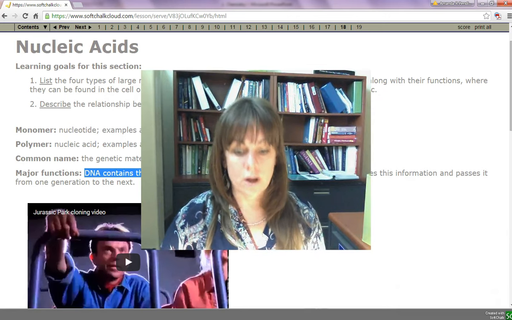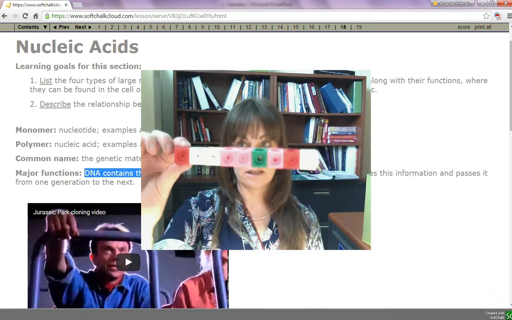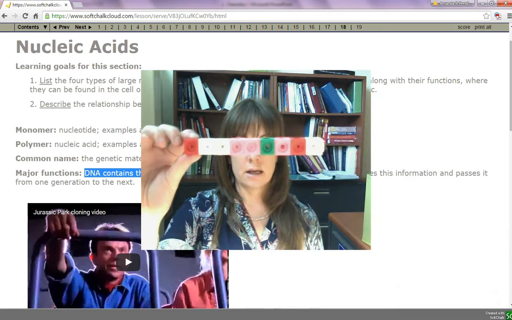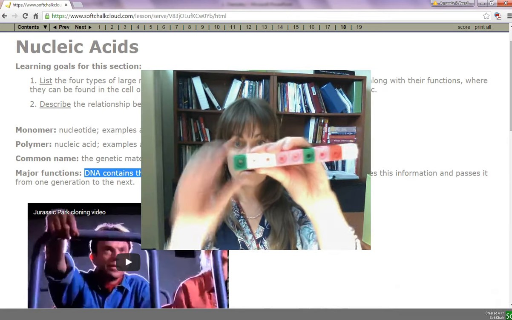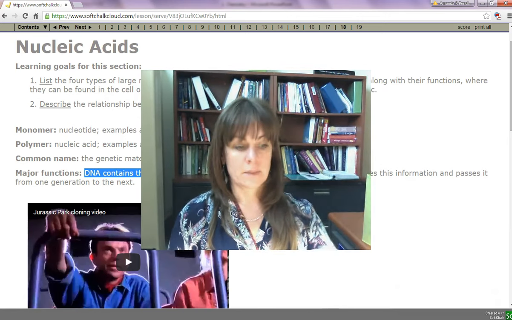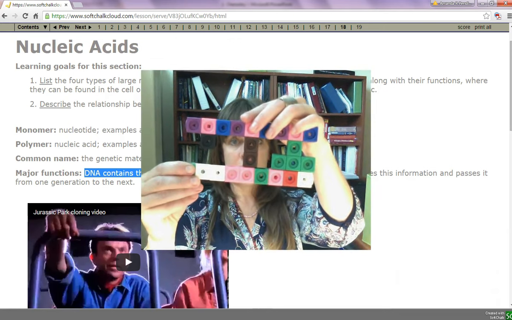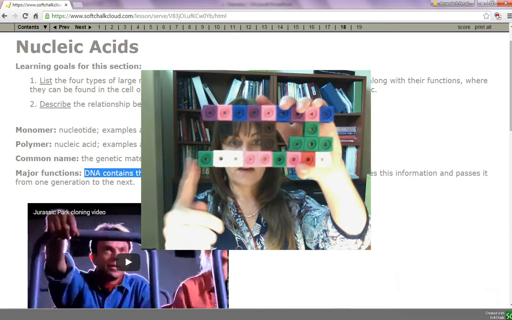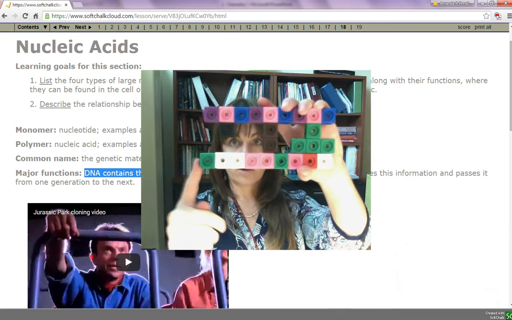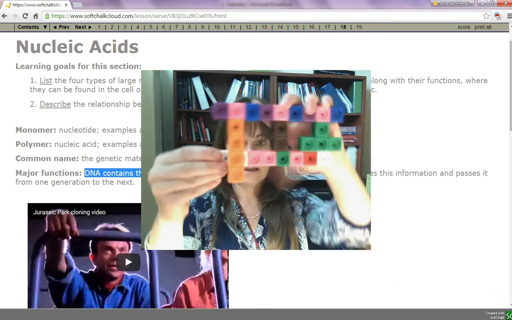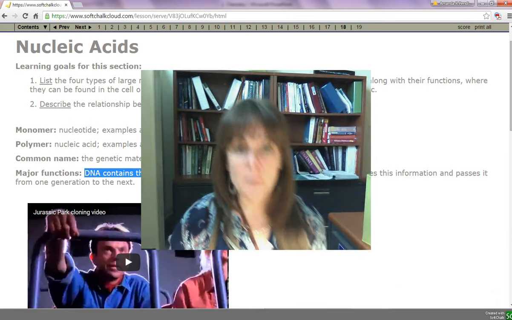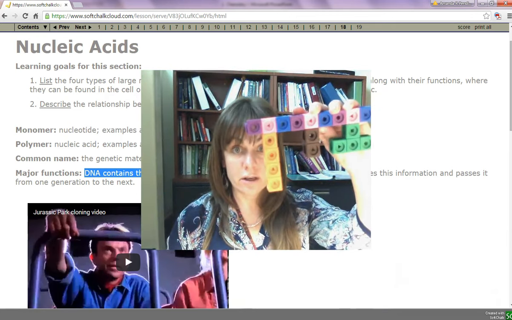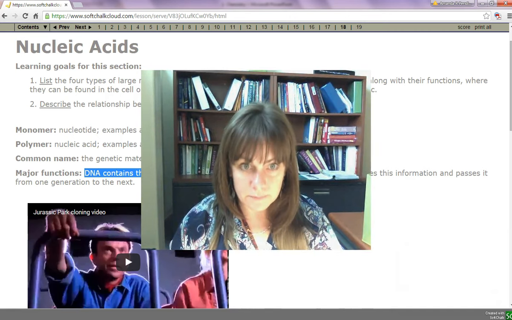Okay, so what that means is if a part of the code is mutated, so let's say we have this, the green instead of the red. Well, what that means is instead of making this, because we've now got green instead of red, it's going to say, well, let's stick this in. And now we've got a different protein. And remember, different structure gives you different function.